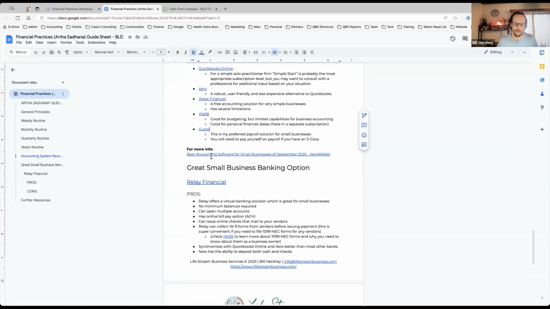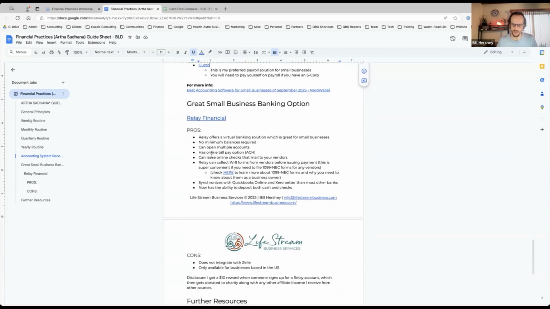Okay, so for more info, there's an article here from NerdWallet, which I think is a reliable resource. For those who need a business bank account, Relay Financial is one of my favorite banks. They're a disruptor in the industry. They're making all these other huge banks run for their money because they're creating such a great solution. So they're essentially a fintech solution. It's a virtual bank, and I think it's very friendly to small businesses.